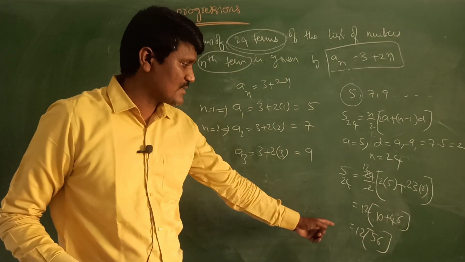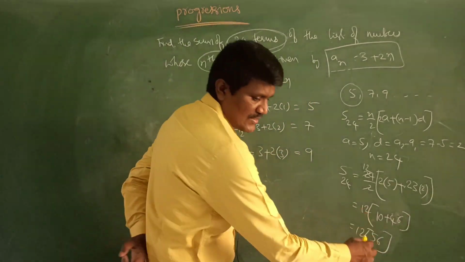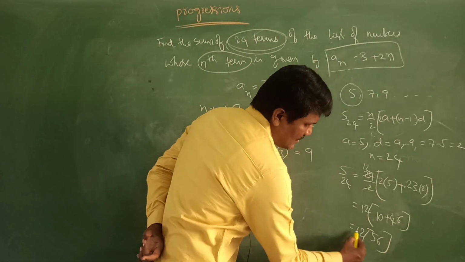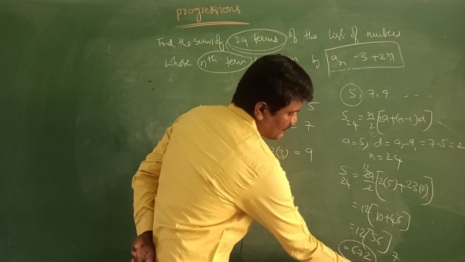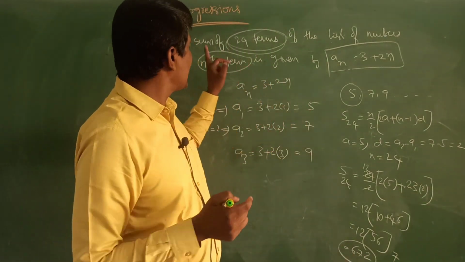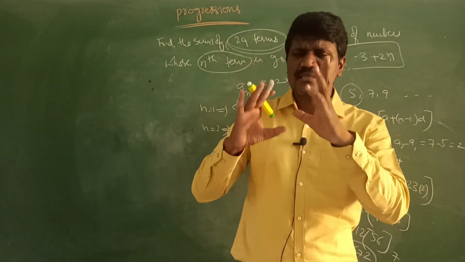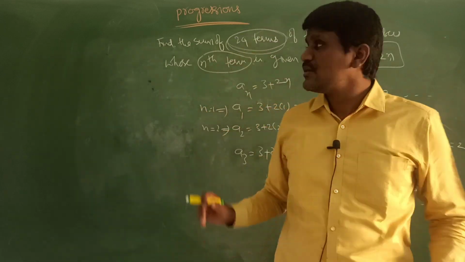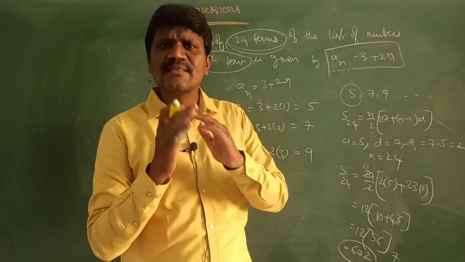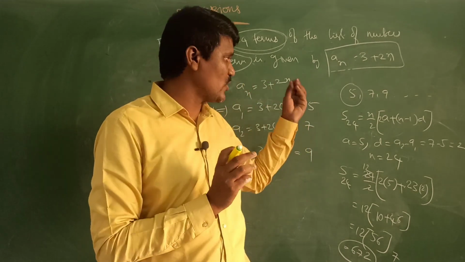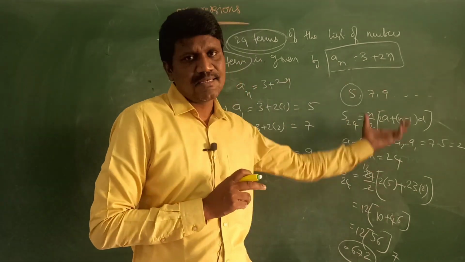So 56 into 12. What is 56 into 12? 12 6s are 72... so 672 is the sum of 24 terms. So in this, the only thing you need to remember is how to write the series from the given nth term. The next remaining steps you can easily solve.